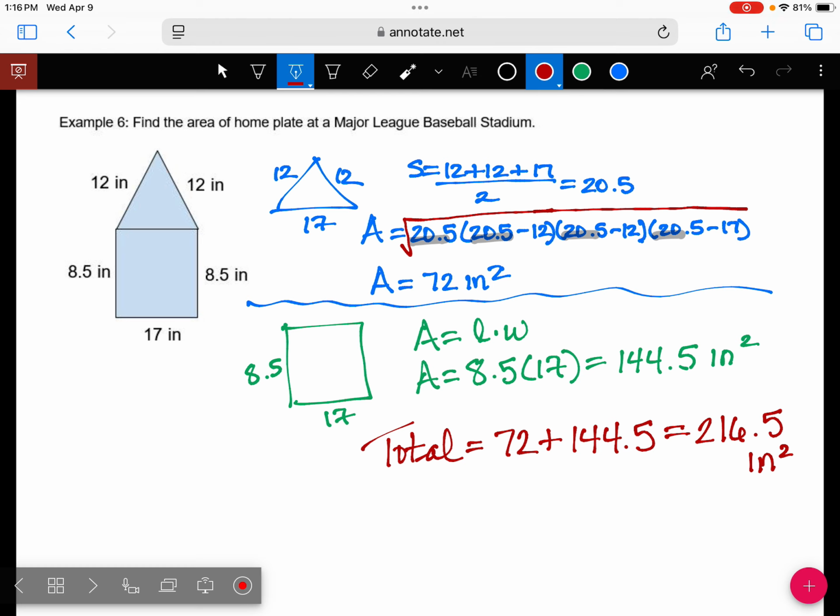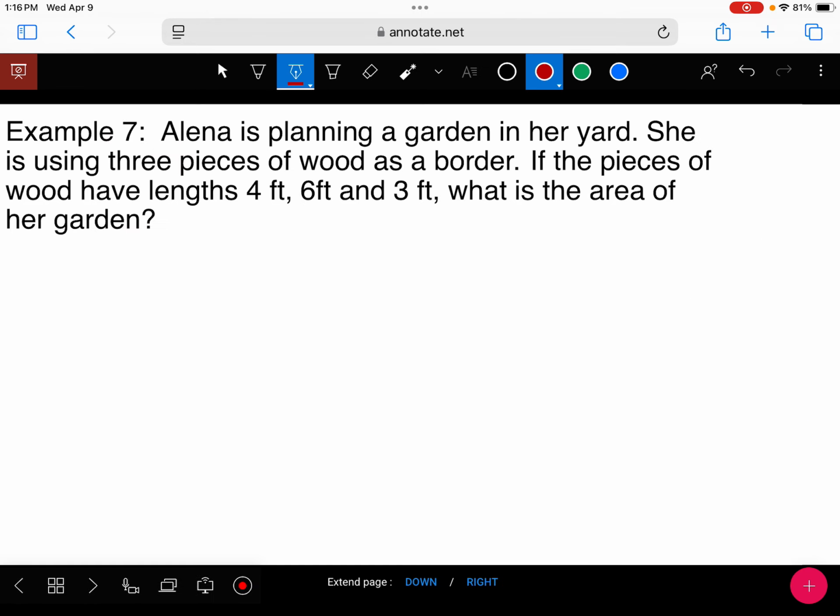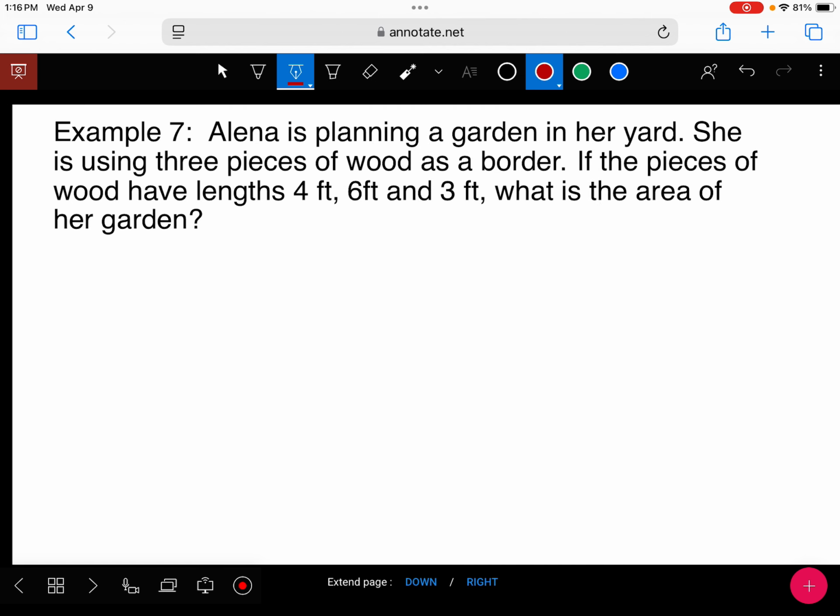All right, I'm going to give you a couple minutes to do number 7 on your own. Last page, let's finish it out. So we got Elena, and I forgot that I changed mine from last year. Last year I did 4, 6, and 3, but I realized they were the same. So I think I changed yours to 20, 20, and 15, right? Okay. So 20, 20, 15. Go ahead and find the area of her garden. So we got a 20, 20, and a 15.